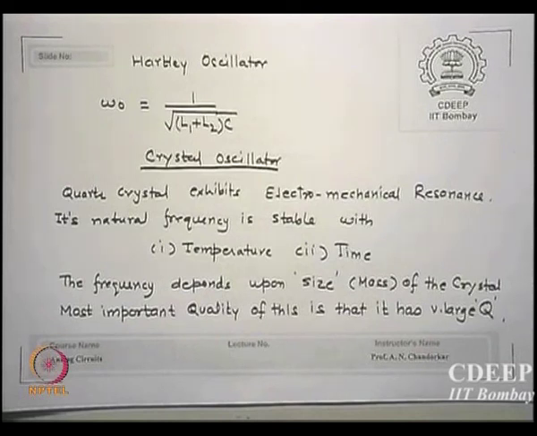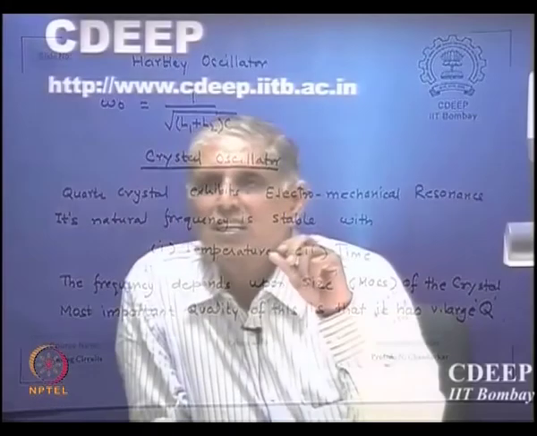What is the property of crystal? It follows an electromechanical resonance. उसका दूसरा नाम क्या है? Piezo effect. It's a piezoelectric effect. If you apply an electric field to such materials, then it provides mechanical vibrations or vice versa.